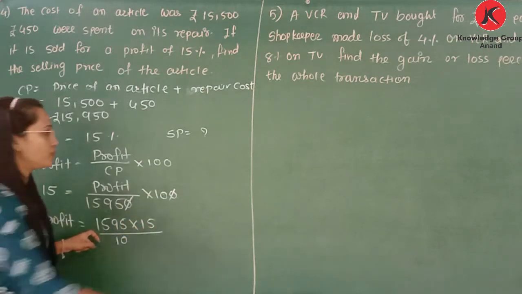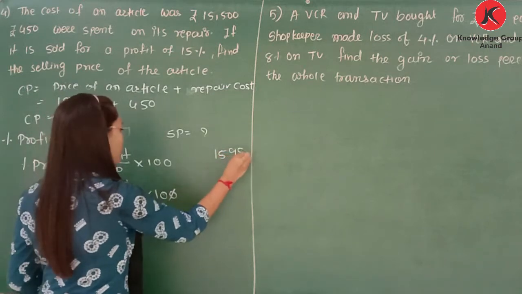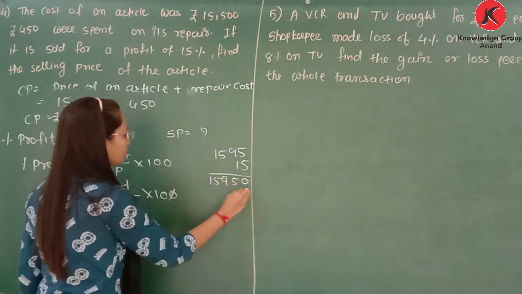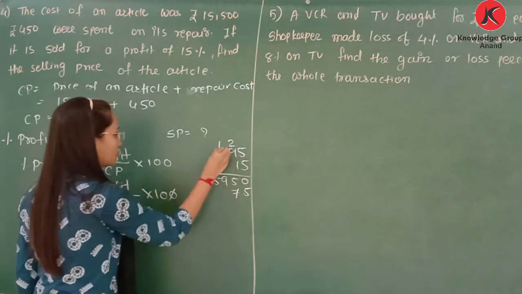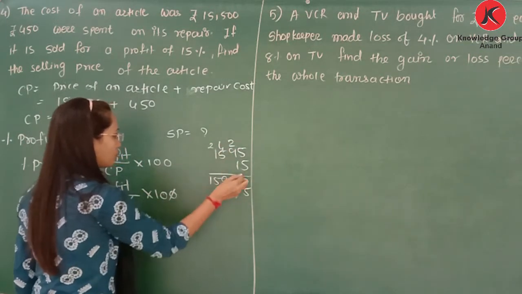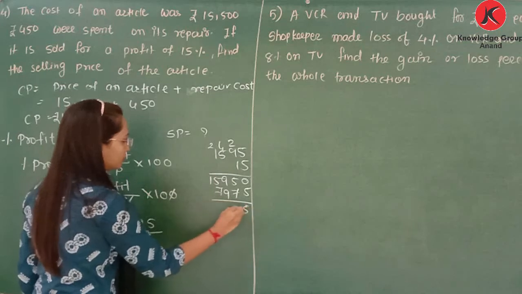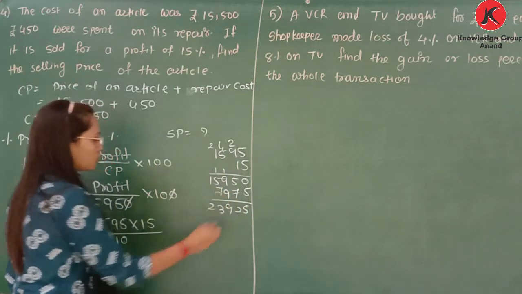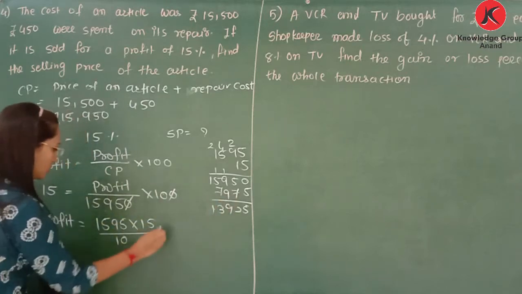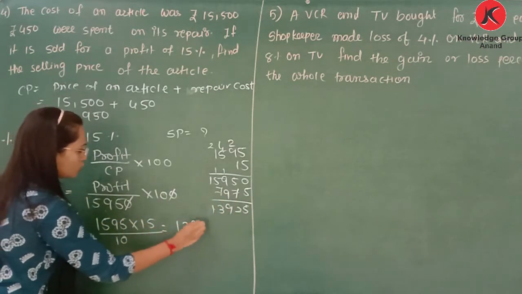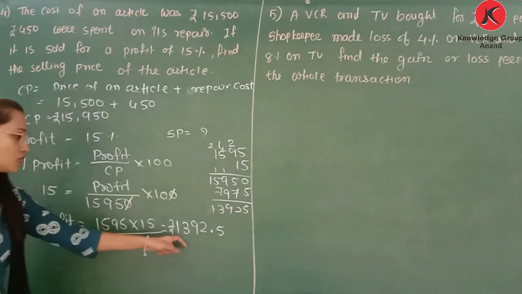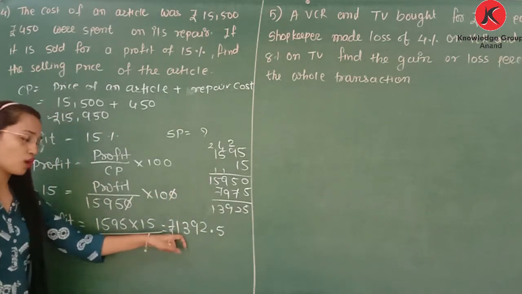So perform the multiplications, 1595 so it is 1392.5 rupees. Okay, so that is an increase or you can say profit in rupees.